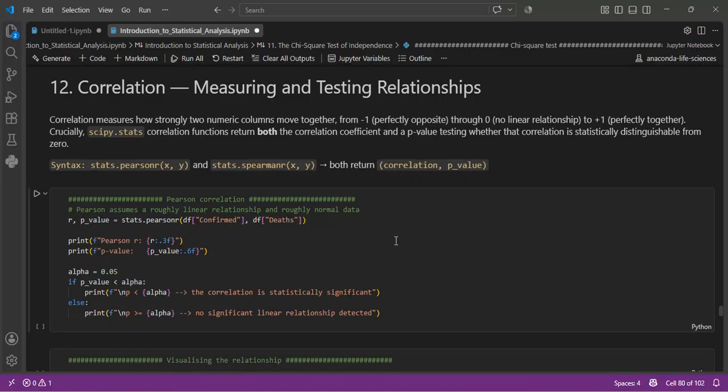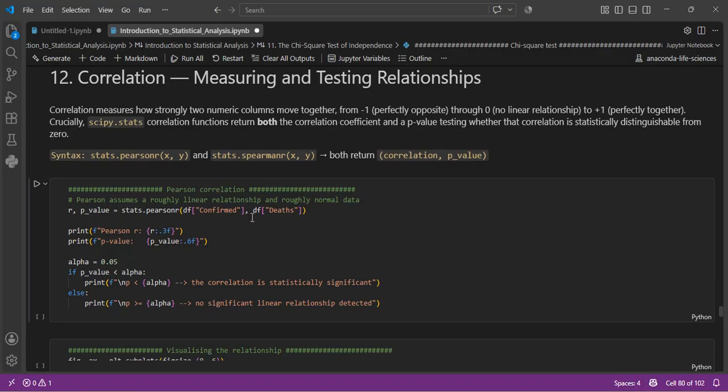In this case, we want to find the correlation between the confirmed cases and this. Do they move together or do they not? So we are using the Pearson. One thing we can note about Pearson is that it assumes the relationship between the two columns is linear, and the data is roughly normal. We've talked about normality already, so I don't have to explain that.